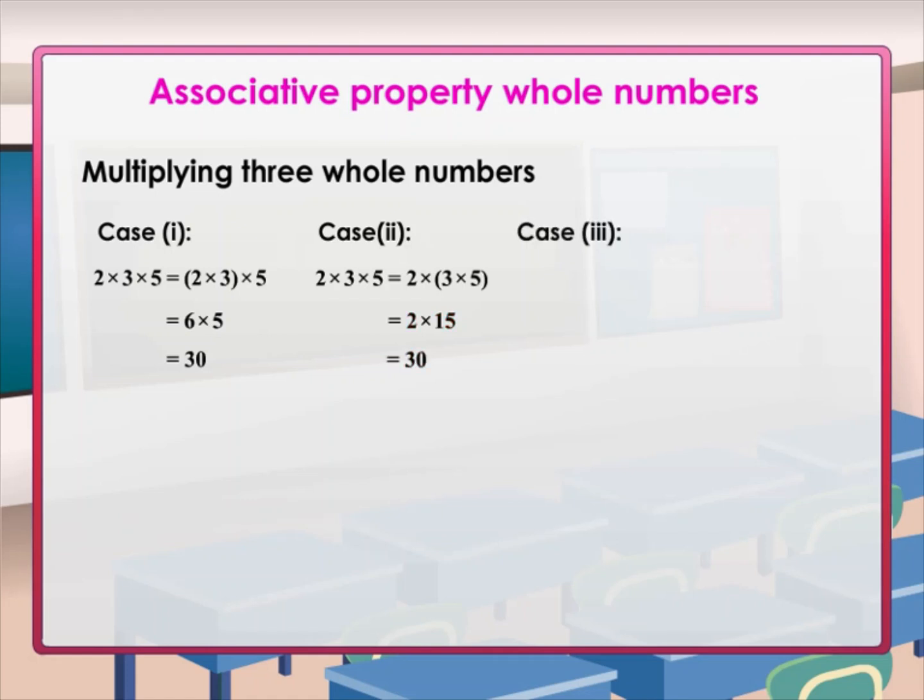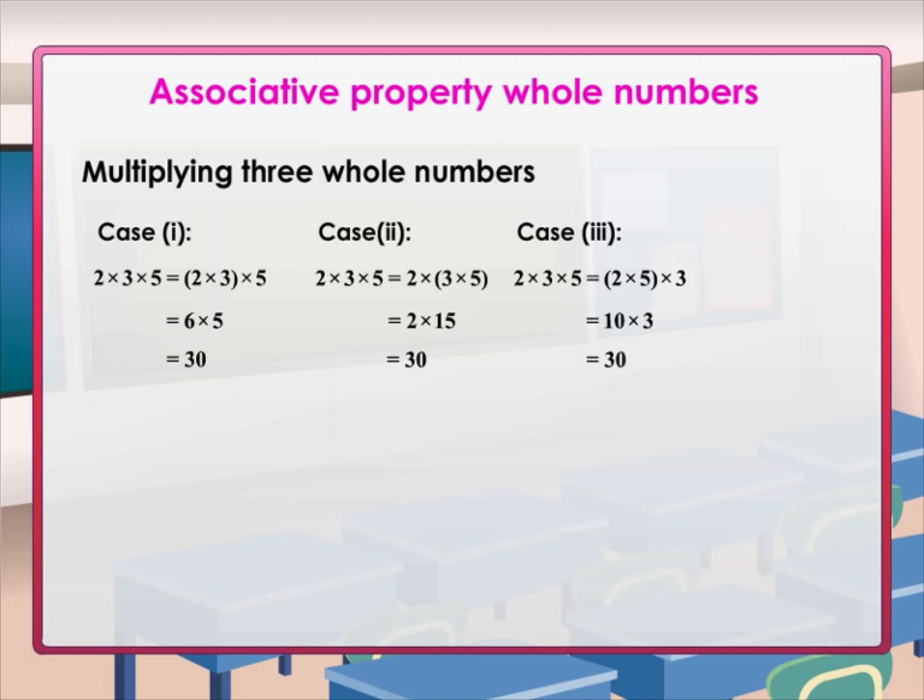There is one more way to multiply these three numbers. First, we will multiply 2 and 5, and then we will multiply by 3. The product of 2 and 5 is 10, and then multiply with 3. We get 10 multiplied by 3 is equal to 30.